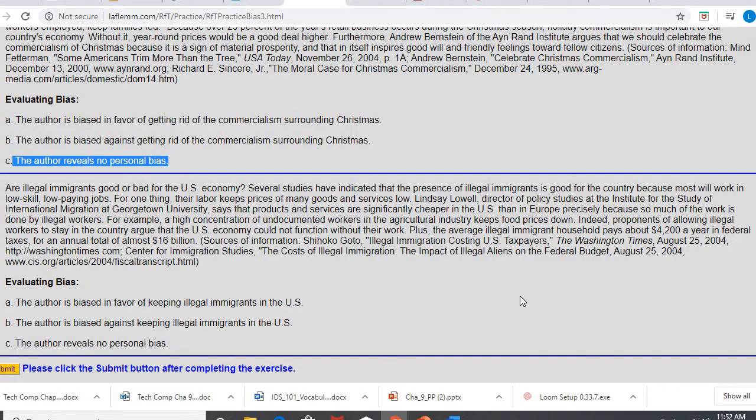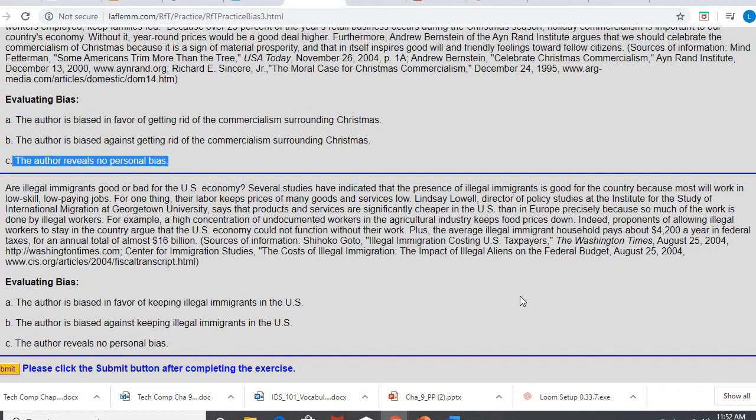For one thing, their labor keeps prices of many goods and services low. Lindsay Lowell, Director of Policy Studies at the Institute for the Study of International Migration at Georgetown University, says that products and services are significantly cheaper in the U.S. than in Europe, precisely because so much of the work is done by illegal workers. For example, a high concentration of undocumented workers in the agricultural industry keeps food prices down.